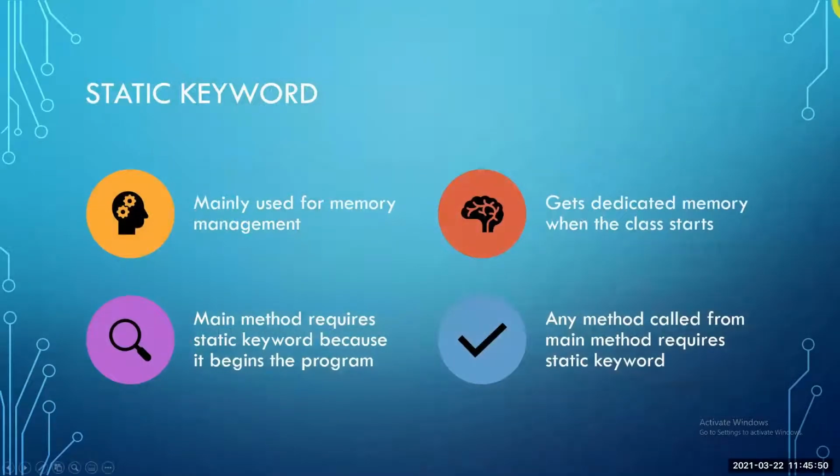All right, so why do we have that static keyword? Mainly used for memory management. Again, it stays in memory and it's there for the entire duration of your program. It gets dedicated in memory when the whole entire class starts. It's actually when the program starts. The main method requires the static keyword because it begins the program. It's the only one in the whole program. It needs to be static. And any method called from the main requires the static keyword as well. And we'll talk about that further as we start getting into some code.